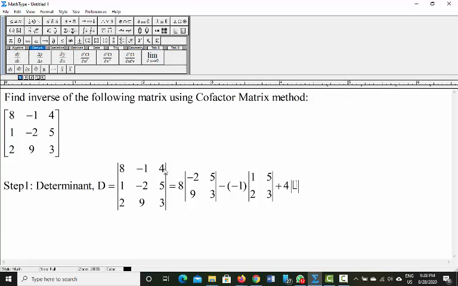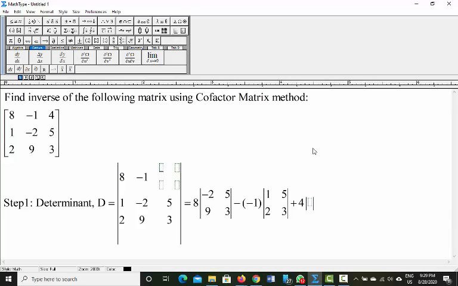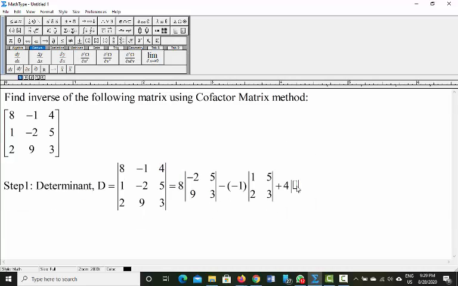When we take this 4, we will ignore the first row, and we will ignore the third column. I'm repeating again. So we will be left with, oops, sorry, what? 1 minus 2, 2 9.